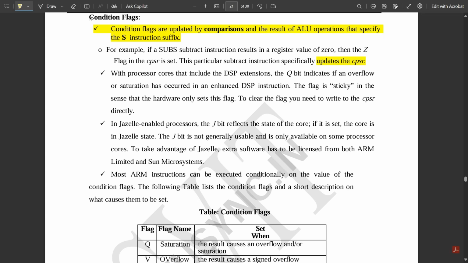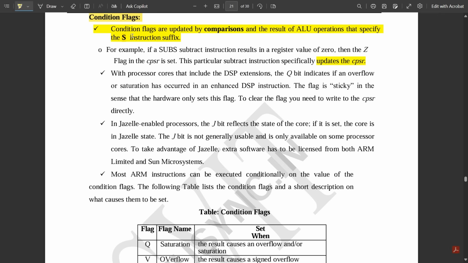Today we are going to continue with the condition flags. Under the CPSR we have some condition flags which you have seen. We are going to see what their uses are and how they are used. The condition flags are updated by comparisons and the result of ALU operations that specify the S in the instruction suffix.